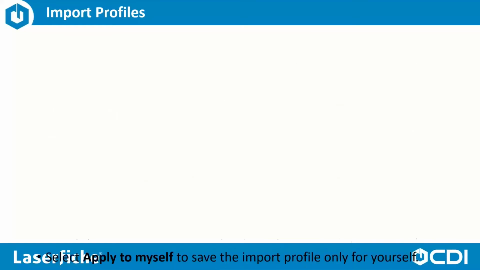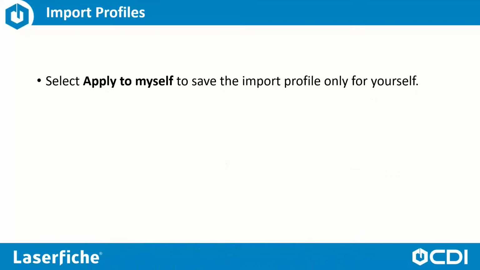When we're ready to complete the import process, or we're creating an import profile, we have a few different options. We have the option of saying apply to myself, and this means that when the import profile is created, it will only be seen by you. Nobody else will see the import profile. That can be useful if, for example, you have a task of importing documents that nobody else needs to see that import profile. So in this case, you'd use the apply to myself option.